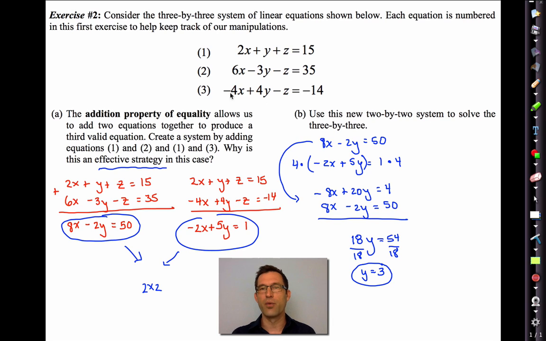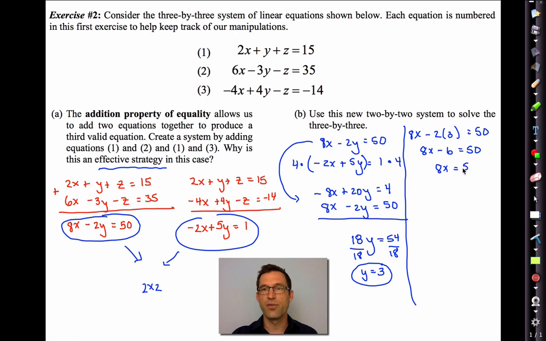Okay, and I've got to find room for it. So I'll kind of squeeze it in right here. Now the first thing we're going to do is back substitute to figure out what x is. I think I'll just put it right into that first formula right here. 8x minus 2 times 3 equals 50. So I'll get 8x minus 6 is equal to 50. 8x is equal to 56. And x is equal to 7.